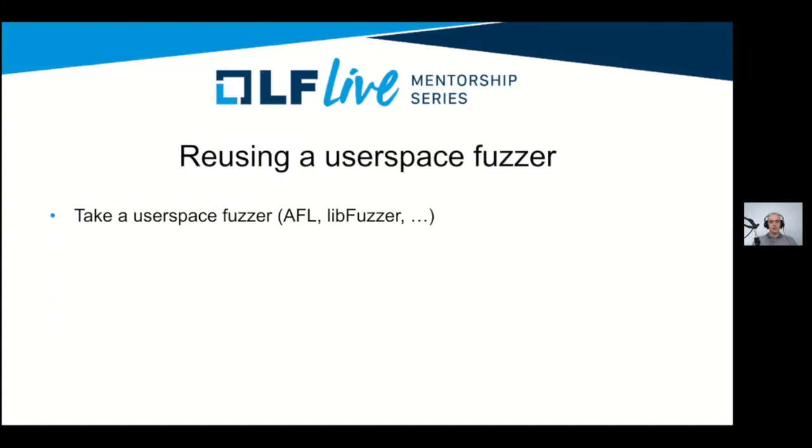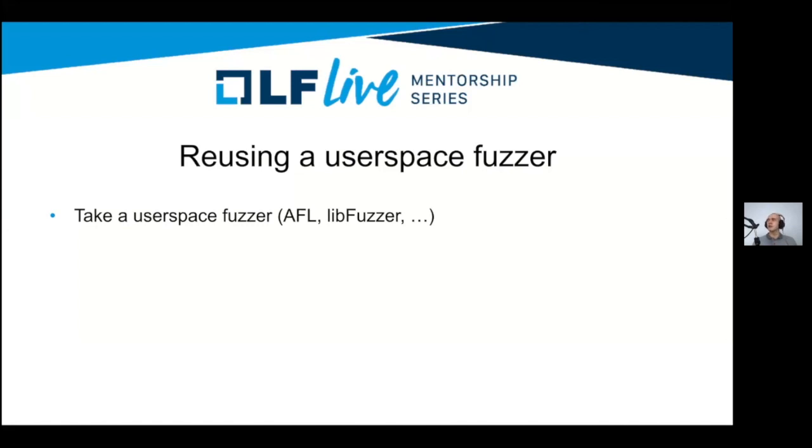Right, the second approach is to reuse a user space fuzzer. In this case, you just take a user space fuzzer, you can take AFL or libfuzzer. These are the fuzzers that people usually use for fuzzing user space applications. AFL was the first fuzzer to introduce the coverage-guided approach, but the problem with that was that it would read all of the inputs from a disk, which is quite slow. Then there was libfuzzer.